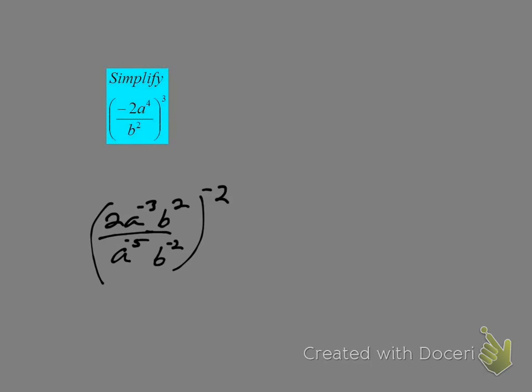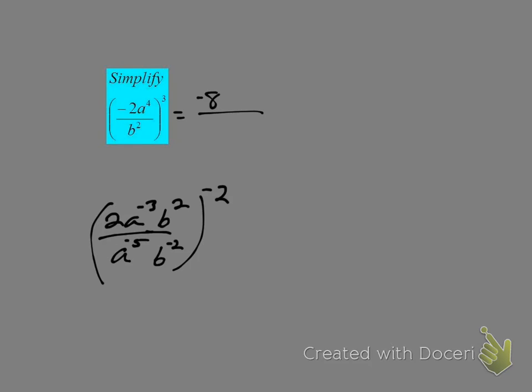So when you cube it, you got to cube the inside. Since the inside is a fraction, you got to cube the top of that fraction and the bottom of that fraction. Since the top part of that fraction has 2 parts, you cube both parts. So you're cubing 3 things. You're cubing the negative 2, the a to the 4th, and the b squared. So, do it like this. What's negative 2 times negative 2 times negative 2? Negative 8. There you go.